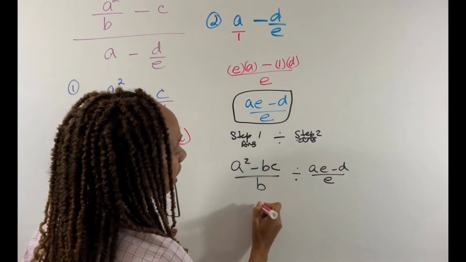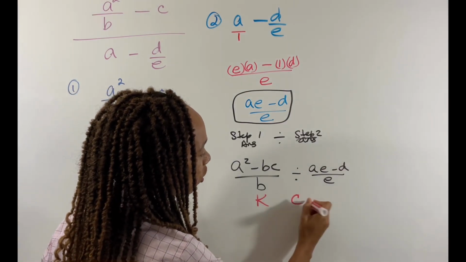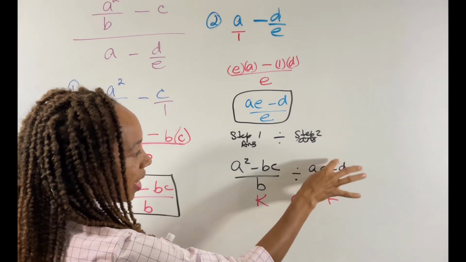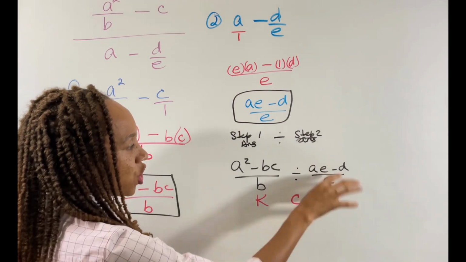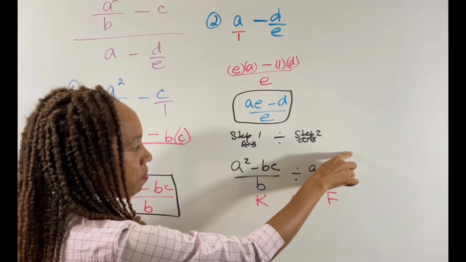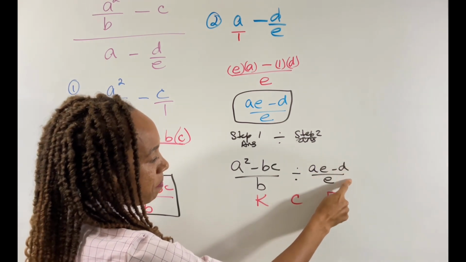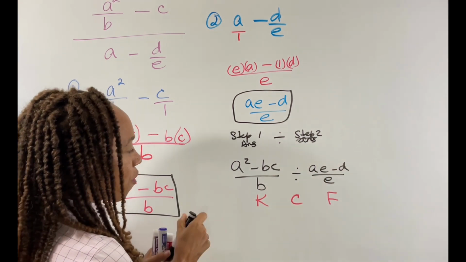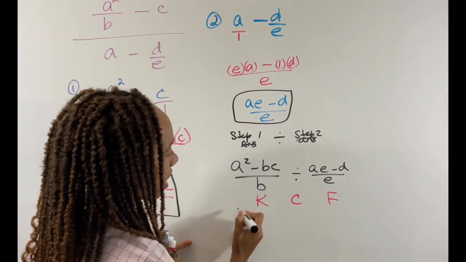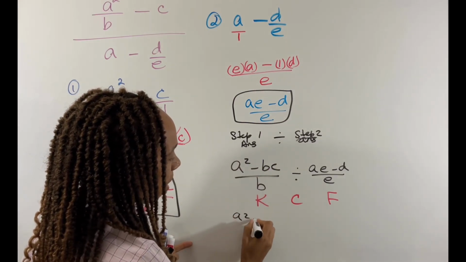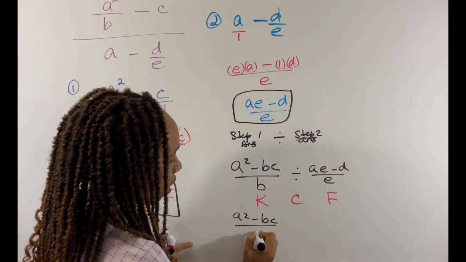We are going to use the technique of keep, change, and flip. And when we say flip, we are talking about flipping this, getting the reciprocal of that, changing it. What's in the denominator is going to be placed in the numerator, and what's in the numerator is going to be placed in the denominator. So for argument's sake, what I'm going to do here, I'm going to rewrite this part that I have first, which is a squared minus bc over b.